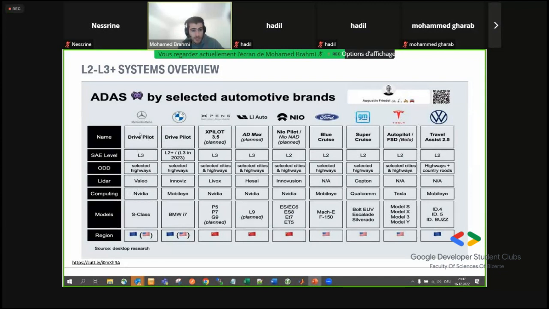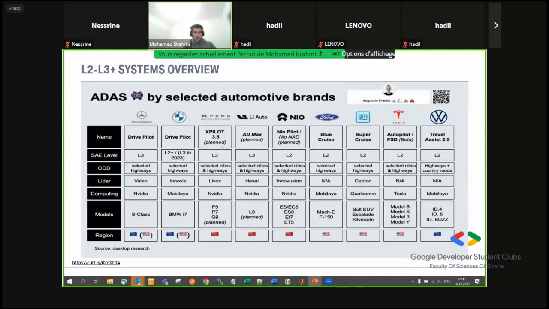You see here, Mercedes-Benz has just released an L3 system in Germany, which works only on selected highways. That's why the ODD is the selected highways, and they are using a LiDAR sensor in addition to the camera and the radar, and the computing platform is from NVIDIA. BMW, this is the project which I'm currently working on. We are now preparing an L2 Plus system, which was released some weeks ago in the USA, and now we are working on the L3 system to be released to the market next year.